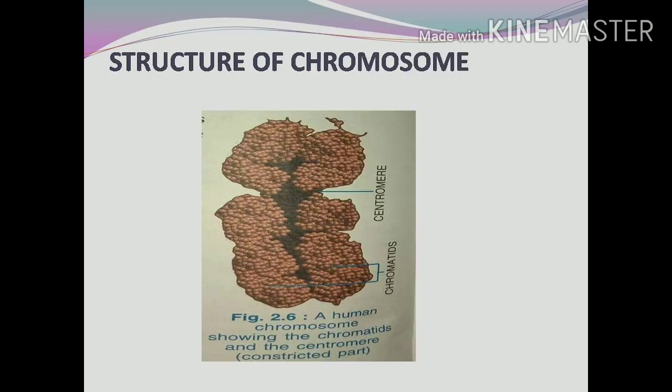In the diagram, you can observe a human chromosome. The two chromatids join together at a point called the centromere, or kinetochore. So this is the structure of the chromosome. A chromatid has 2 arms. A chromosome has 4 arms. Okay, a chromatid has 2 arms. Chromosomes have 4 arms.